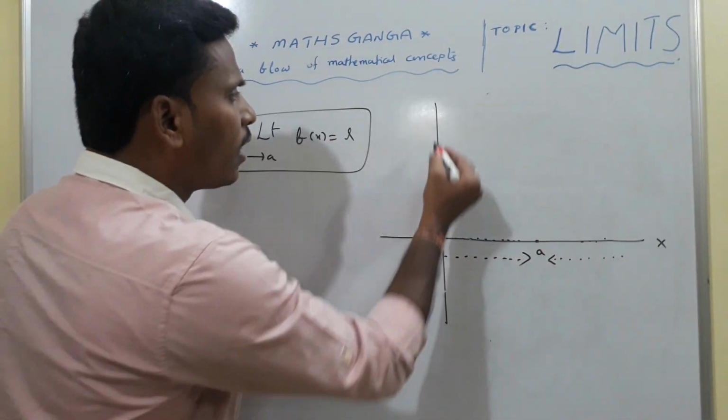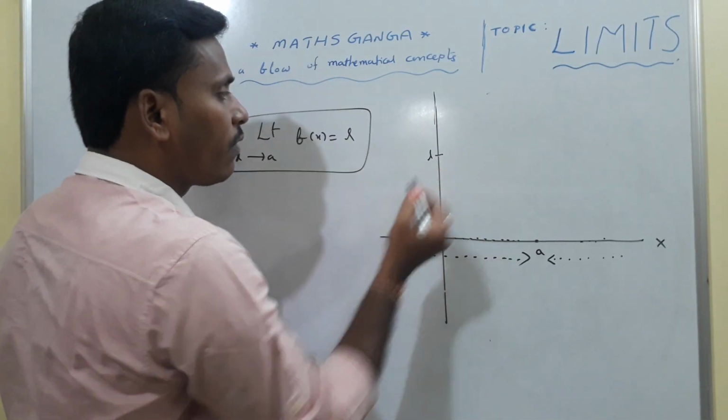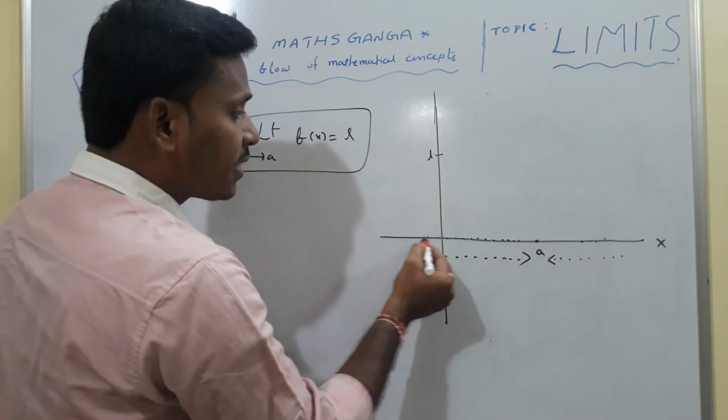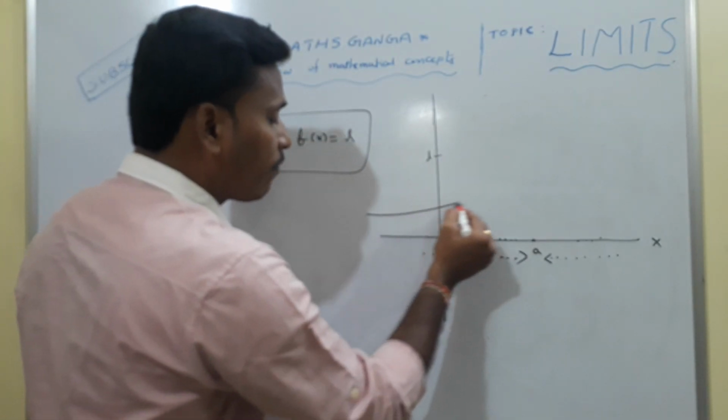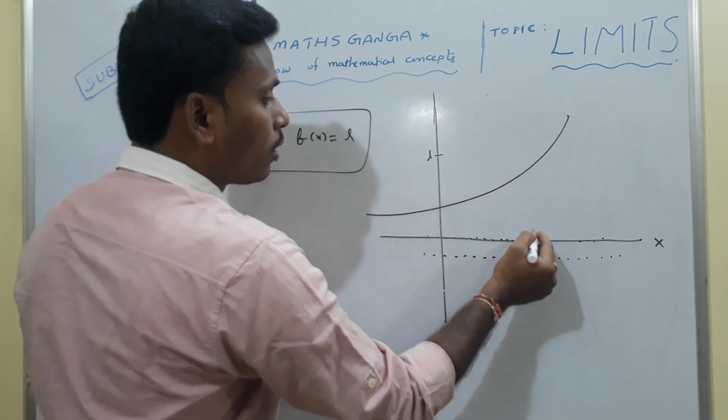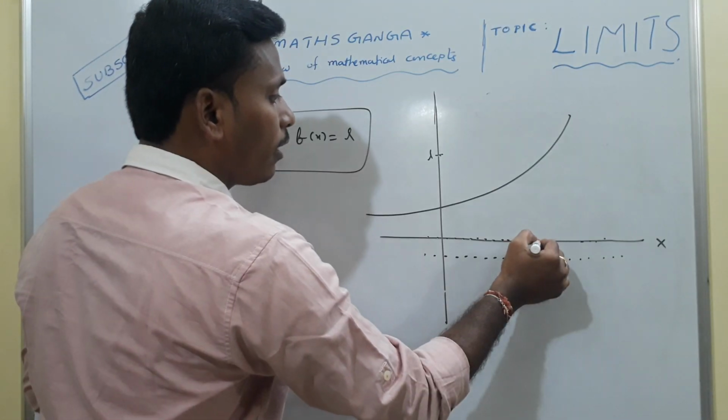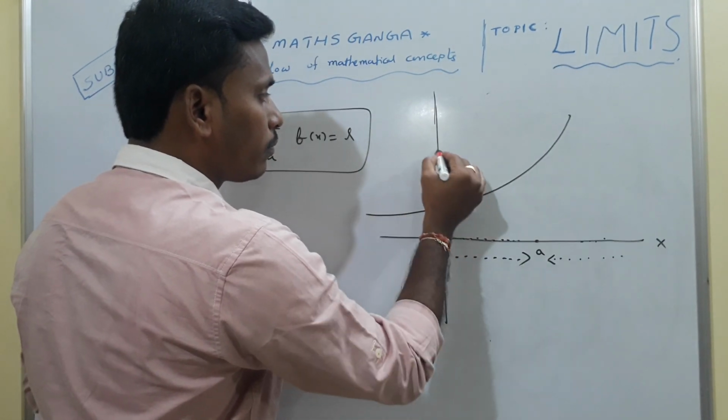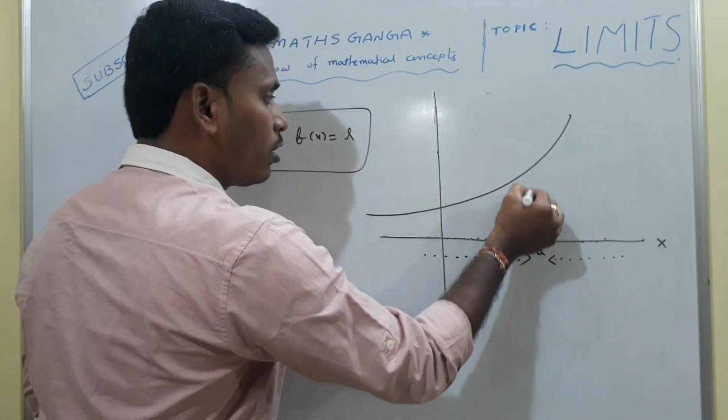Now, see, somewhere on the x-axis here, on the y-axis here we have L. See, as x is approaching A, if the graph is like this, okay, at this A, it corresponds to this.